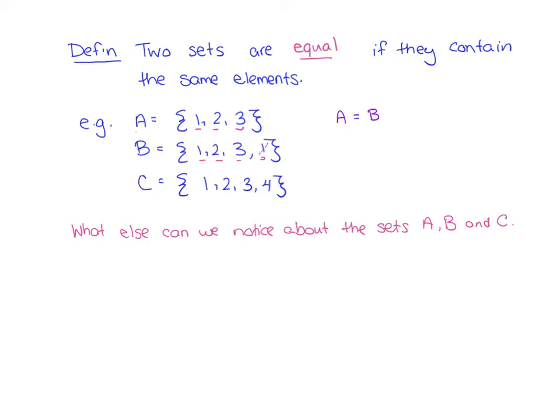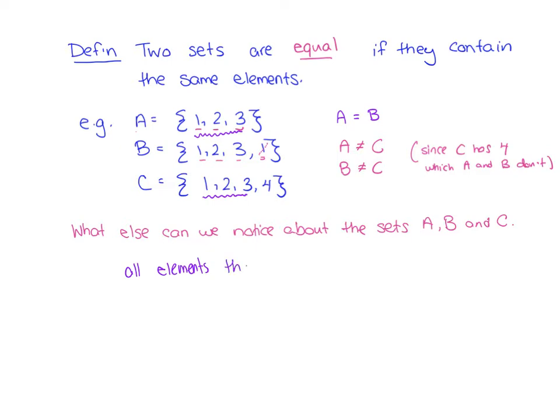Now set A and set C are not equal to each other, and set B and set C are not equal to each other, since C has 4, right? It has an element which A and B don't have. But one thing that I can notice is that all of the elements in A are also in C. C just has a little bit of extra stuff. So all elements that are in A are also in C. So that means we have a subset. I denote that using this notation here. This means subset. So I can say A is a subset of C.